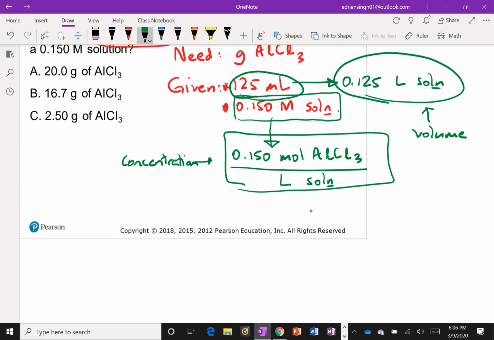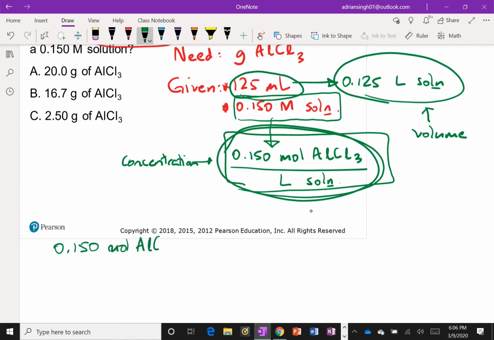So even though you can get to grams in one step, it may make sense to get to moles first, right? So we said that our concentration relates moles to volume. We'd want to get to moles first. So let's start with what's given. We're given our concentration, 0.150 moles of our AlCl3 for every liter of solution.